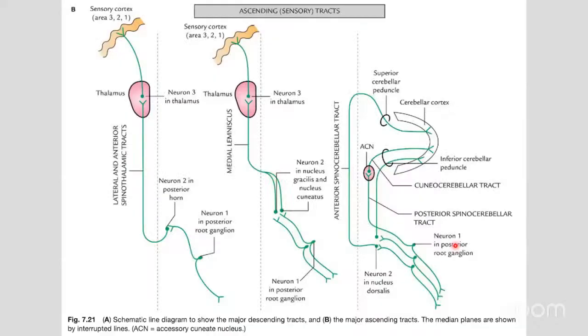As we discussed, the fibers which cross are the fibers of the spinothalamic tract and the dorsal column medial lemniscal system. They carry sensations from the contralateral side of the body, while for the spinocerebellar tract, the cuneocerebellar tract, and the spino-olivary tract, it is the same side of the body.